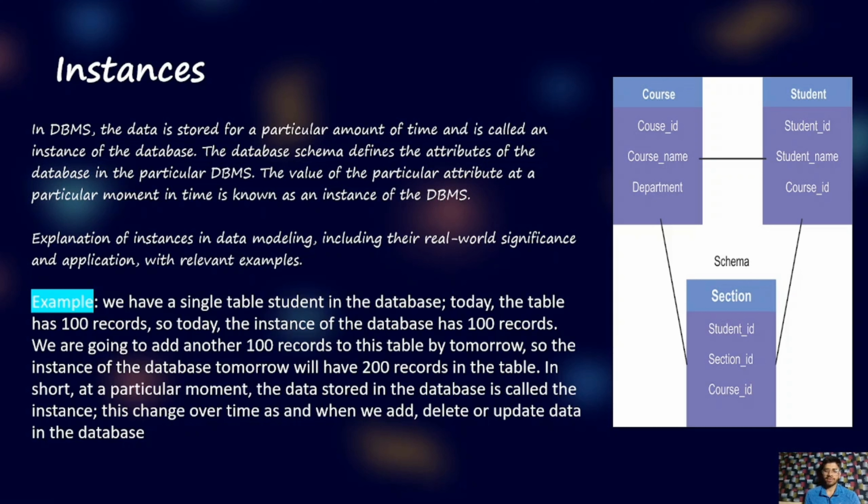Now we are going to add another 100 records to this table by tomorrow. So the instance of the database tomorrow will have 200 records in the table. In short, at a particular moment the data stored in the database is the instance, and this changes over time as we add, delete or update data in the database.